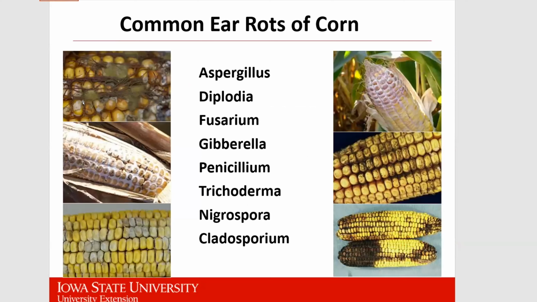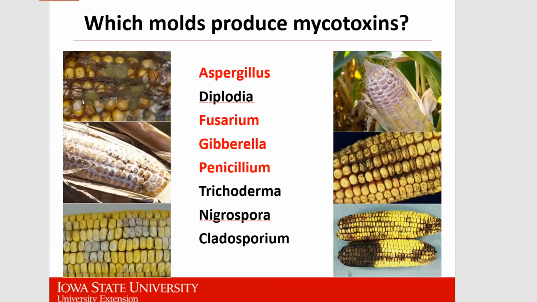Most commonly, at least in my career at the diagnostic clinic, what I've seen the most would be Aspergillus, Fusarium, and Gibberella ear rot, all of which produce different mycotoxins. So they are important. Some of these other ones I see from time to time, but not very commonly. Highlighted in red here, Aspergillus, Fusarium, Gibberella, and Penicillium are the ones that we're focusing on that are mycotoxin producing, right?